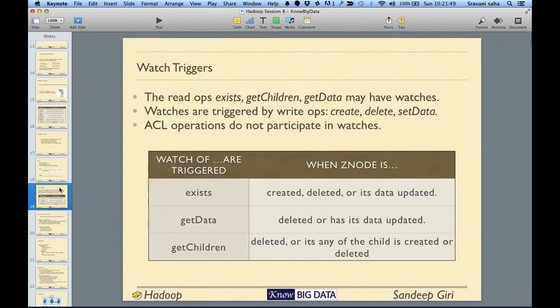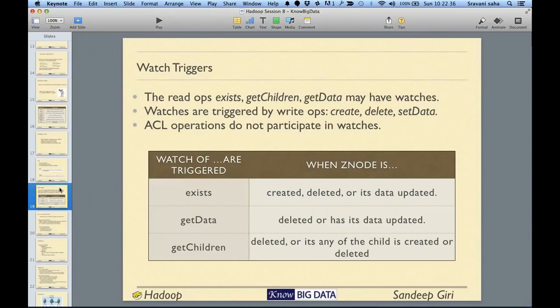All right. Now, the watch triggers. Whenever you are doing an operation such as exist, get data, get children, create data, in all of these cases, we can provide the trigger. We can say, does this node exist? And here is my watch trigger. This watch trigger will be executed as soon as this node is created if it does not exist. In case it exists, if this node gets deleted or data of this node is updated.